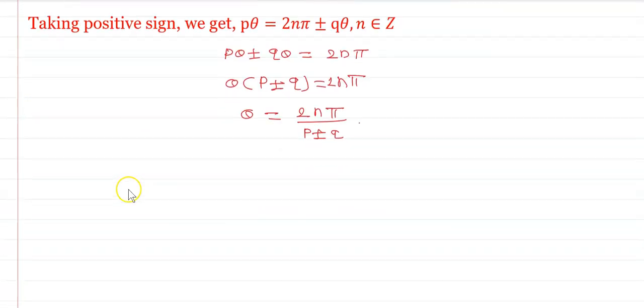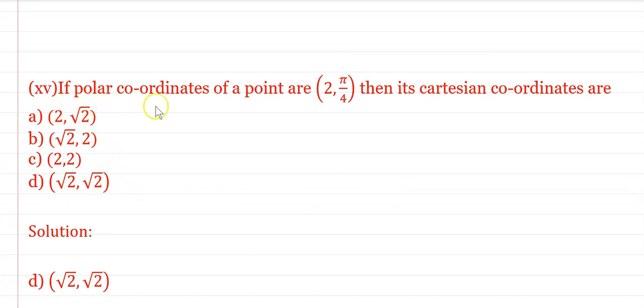Now the next, the polar coordinates of a point are 2, pi by 4. Then the Cartesian coordinates are, again the Cartesian coordinates: x is equal to r cos theta, y is equal to r sin theta. Therefore here r is 2. Okay, we'll write here 2 cos of pi by 4, which is again 1 by root 2, and therefore you will get here root 2. Similarly for y is equal to r sin theta, r is 2, sin of pi by 4 is 1 by root 2, 2 upon root 2, you will get again y is equal to root 2.